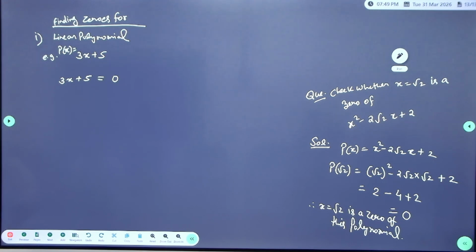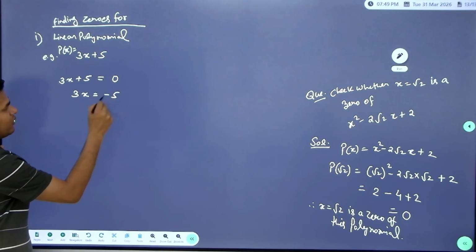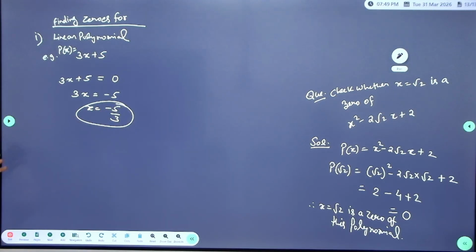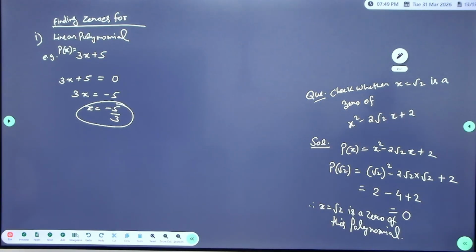Because zeros are the values at which the polynomial becomes equal to 0. So 3x plus 5 equal to 0. Now solve it. 3x equal to minus 5, x equal to minus 5 by 3. So x equal to minus 5 by 3 is the zero of this polynomial. Understood? This is very simple. In the case of a linear polynomial, equate the polynomial with 0 and find the value of x or y.